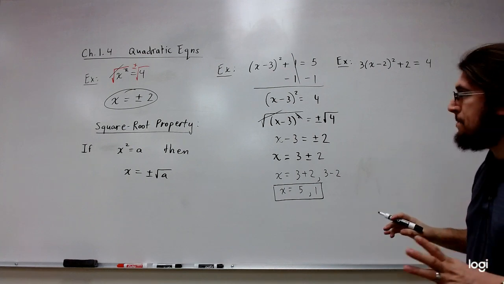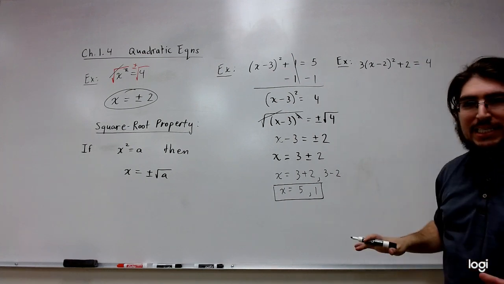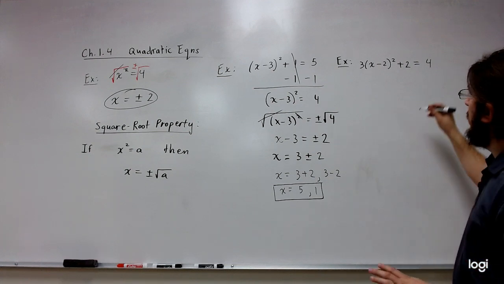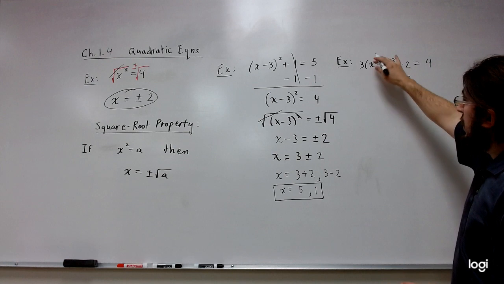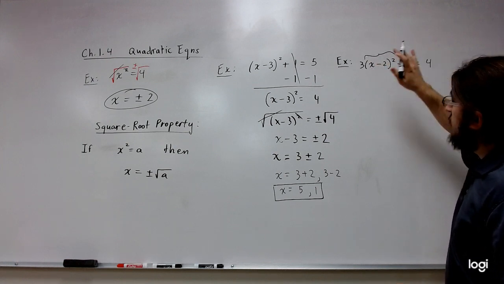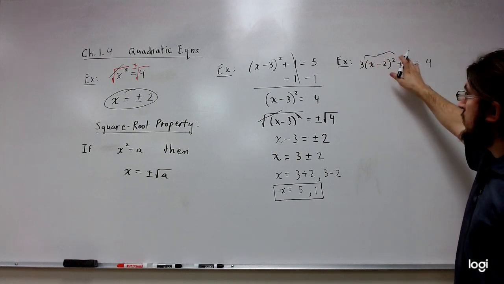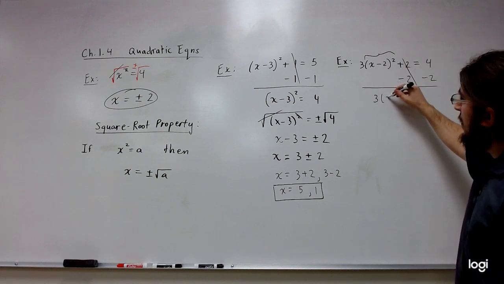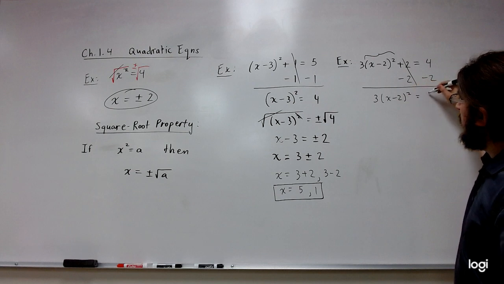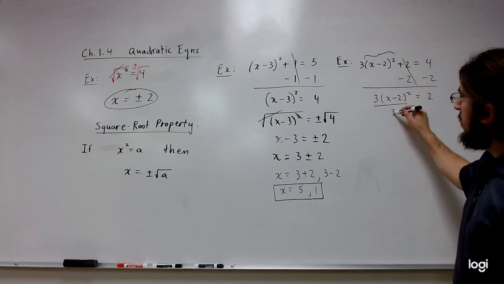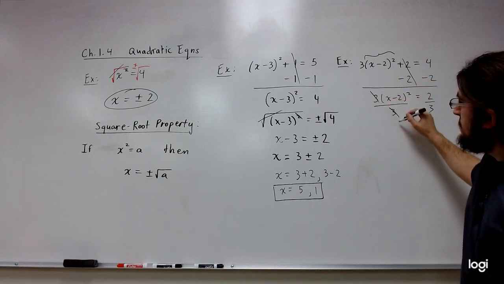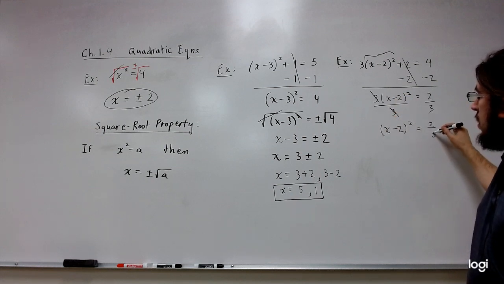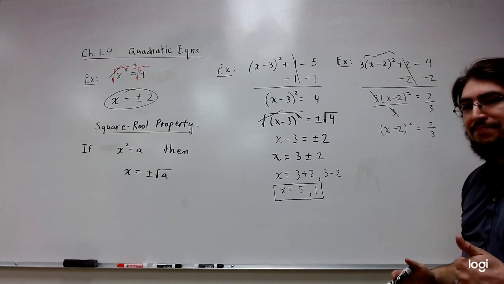And here's why. We're going to do the exact same thing, but I made this one a little complicated, so just bear with me. So again, we'll isolate the square first. If you treat this as x, think of this as 3x plus 2 equals 4. So subtract 2 first. You get 3 times x minus 2 squared is equal to 2. Then divide both sides by 3. So we get x minus 2 quantity squared is equal to 2/3. Great.